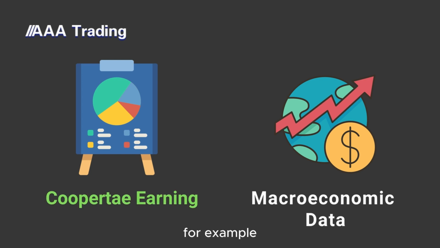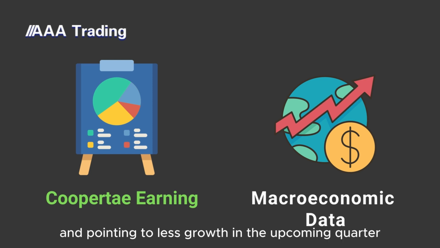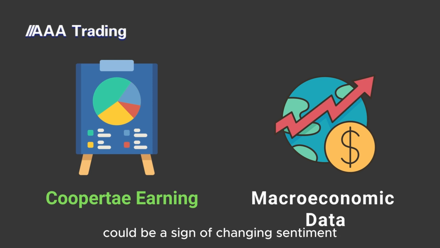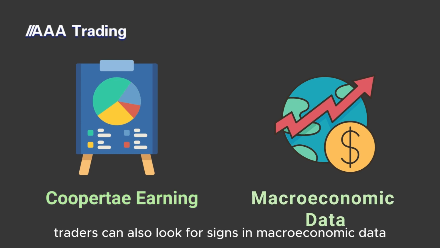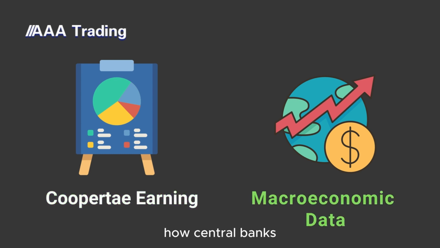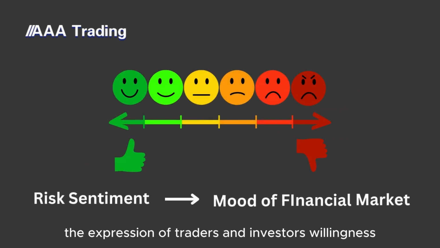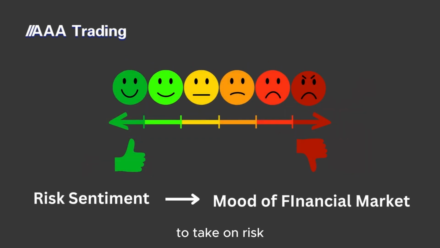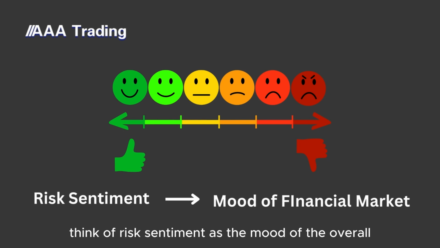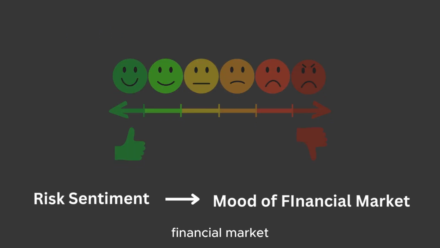For example, a company's forecast being downbeat and pointing to less growth in the upcoming quarter could be a sign of changing sentiment. Traders can also look for signs in macroeconomic data. For example, how central banks are responding to rising or low inflation could be a sign of changing sentiment. You can look at risk sentiment as the expression of traders' and investors' willingness to take on risk. Think of risk sentiment as the mood of the overall financial market.